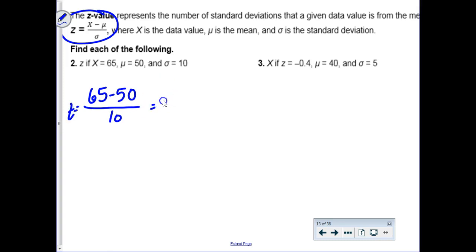I should totally be able to do that in my head. Is that 1.5? Okay. You see the word should showed up there? I should be able to do this all in my head. Some days not.